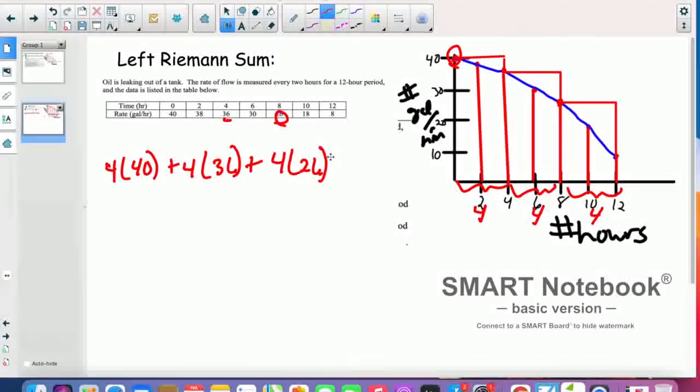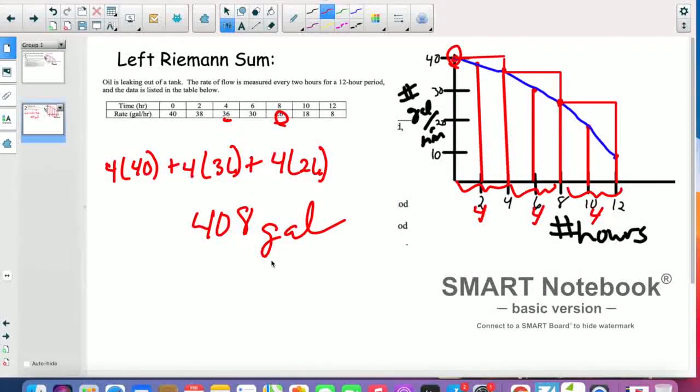And then I would use my calculator to figure out what that is. And that gives me 408, and that would be gallons per hour times hours or gallons. In the first 12 hours, the tank had leaked 408 gallons using 3 subintervals.